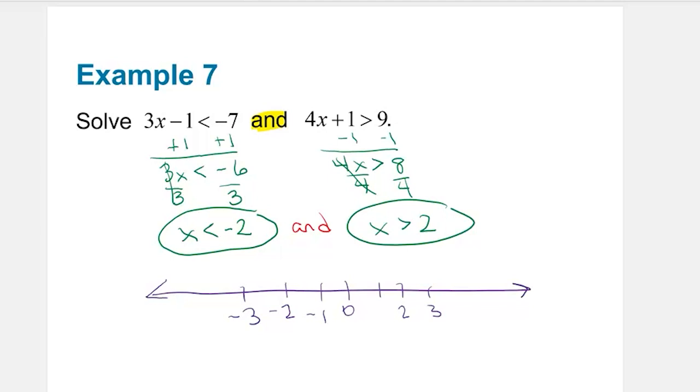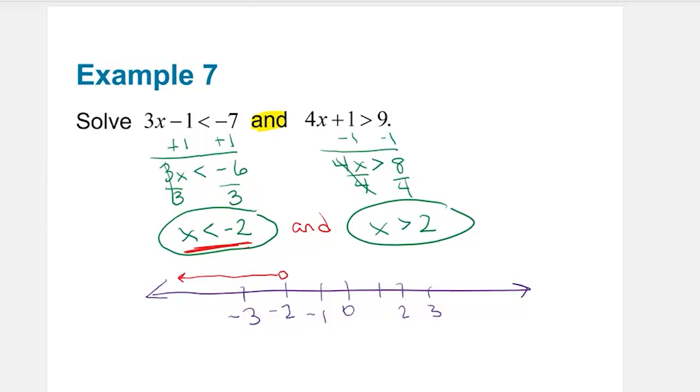And okay, so again, I'll do this one in green. This x is less than -2 in red. So I start at -2. I do not include -2. And I go all the way to -infinity.